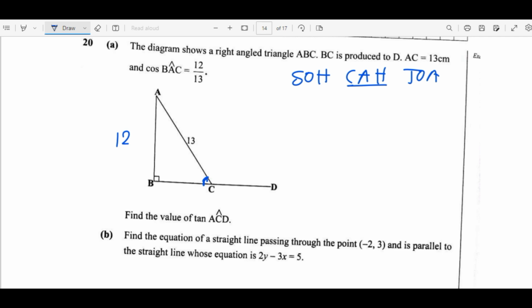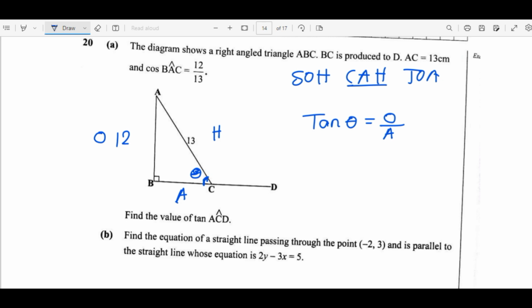ACD. Now, for us to find the angle ACD, we need to find the angle ACB, the inside angle. Then from there, we'll look at how we can find the exterior angle given the inside angle under trig. So if this is our theta, this distance is opposite, this distance is hypotenuse, then we have adjacent here. So the tan theta is equal to opposite over adjacent. Now, we have the opposite, we don't have the adjacent. So how can we find the adjacent?